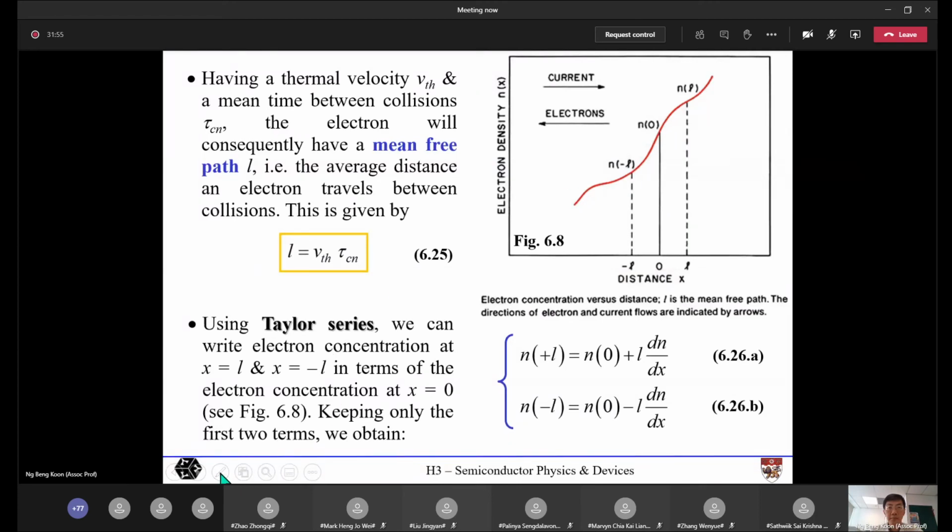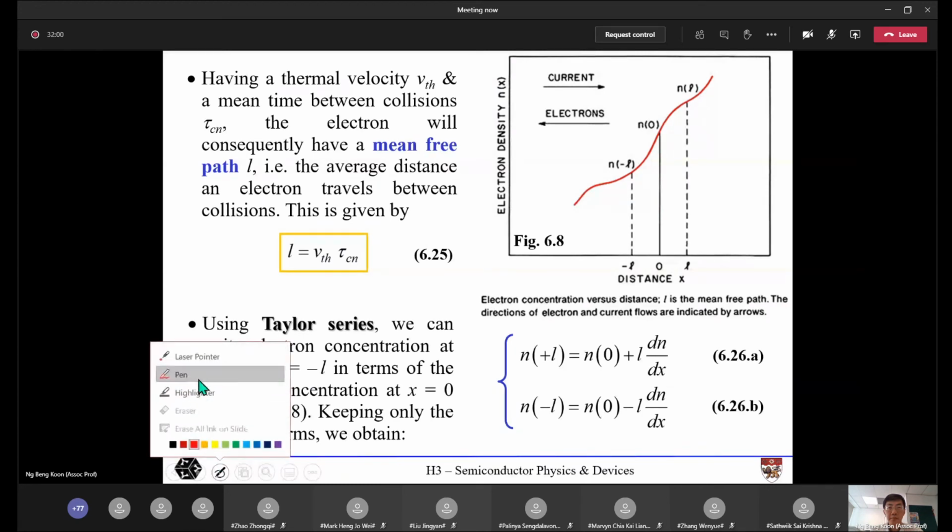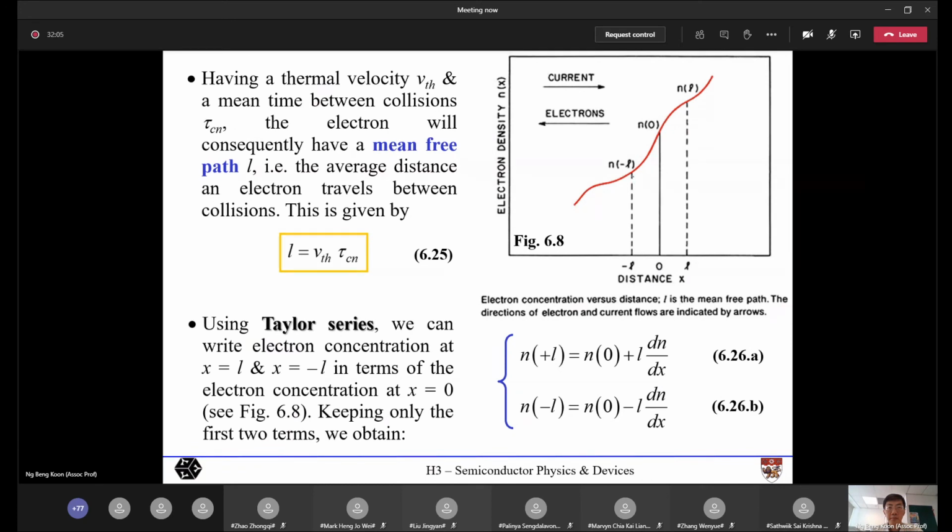So how do we relate, for example, n of minus L to n of 0? What we can do is look at the figure. How do we approximate the n of L value to n0? We can do that by a very simple approximation, which I think most of you have learned before. If I have information about the gradient at x equals 0, that means I know what dn/dx is at x equals 0, right?